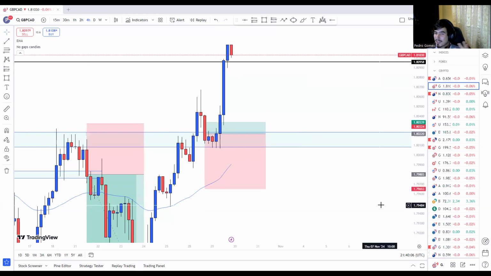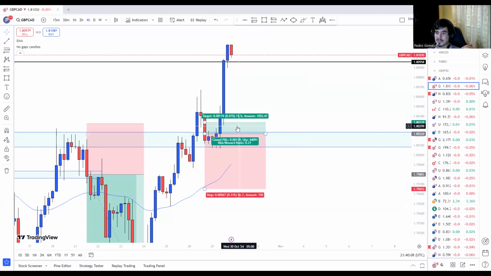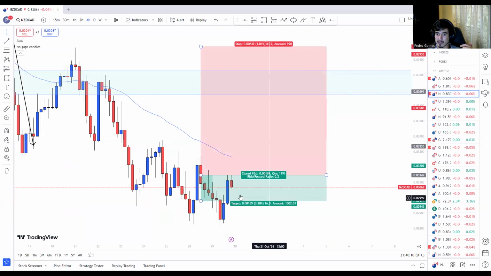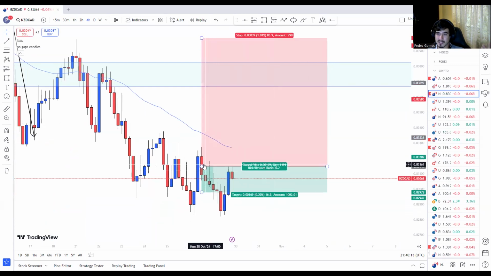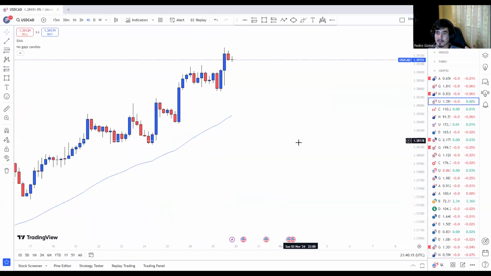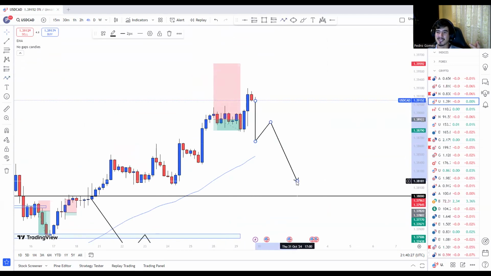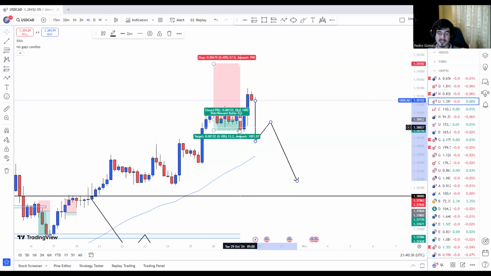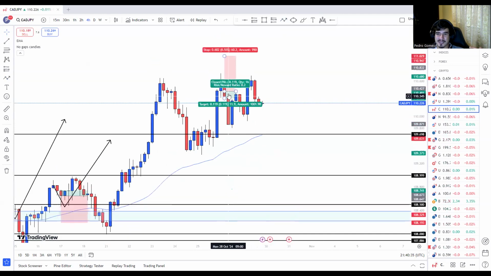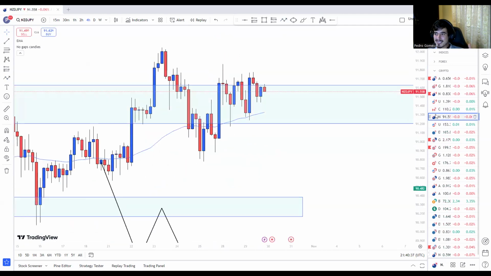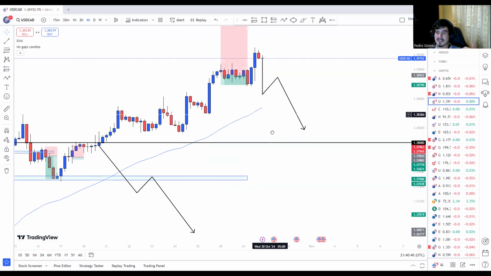This right now, it's working well for me. I got this one. I think I got another one here. It's the same thing. I got this one and I am completely wrong on the move. Of course, we still have space for the price to do that, but we are already at our TP. So another one. I think that's it for now.